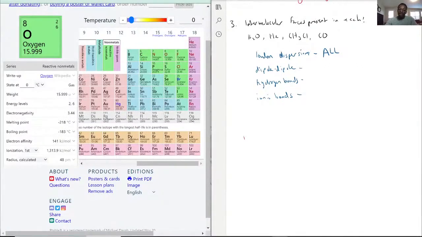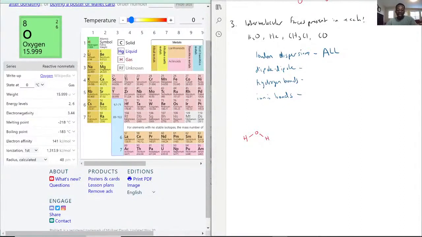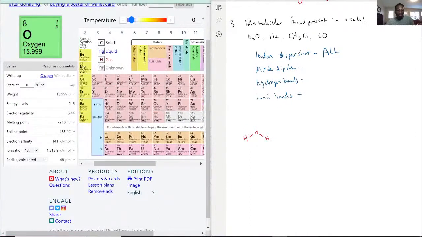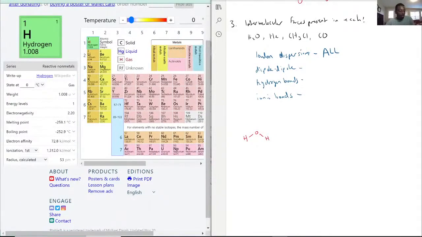So with that being said, H2O, we draw it like that to show that hydrogens bond with oxygen. So we want to know the electronegativity difference between hydrogen and oxygen. It's 3.44 for oxygen and 2.20 for hydrogen. So that's going to be 1.24.